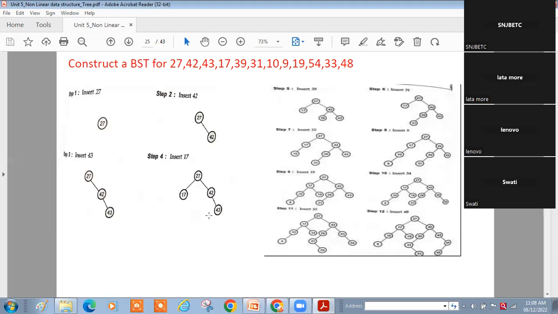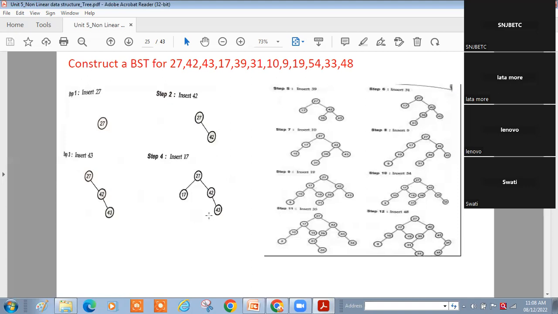Good. So next is 31. Again compare with 27. 31 is greater than 27, so come to the right hand side. On the right hand side we have 42. It is less than 42, and less means come to the left hand side. On the left hand side we have 39. It is again less than 39, so we have to keep it on the left hand of 39.